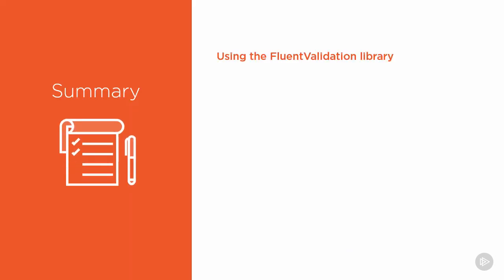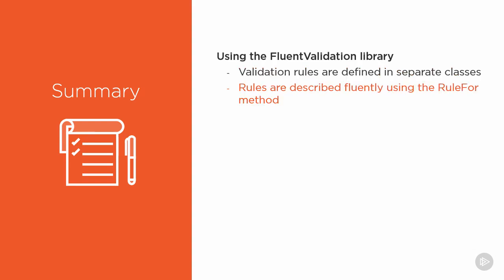In this module, you saw how to use the Fluent Validation library to validate user input. We discussed various features of this library. In Fluent Validation, all validators are created in separate classes, and all validations are defined in that class's constructor. The validation rules themselves are defined using the rule-for method. The name of the library, Fluent Validation, originates from this style of programming where each method returns an object that you can use to make further method calls.